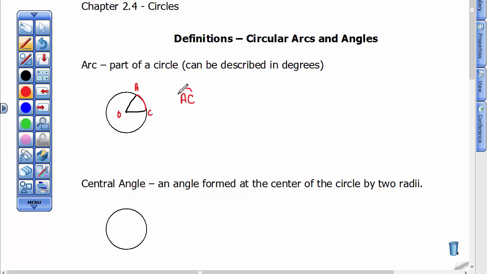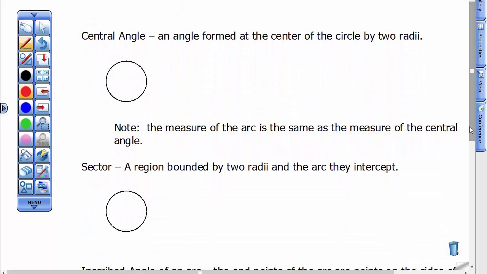Later this semester, we're going to learn how to find the length of that arc, and how to find the area of this piece of pie, and some reasons for doing that. A central angle is an angle that's formed at the center of the circle by 2 radii. So I'm going to draw 2 radii to form the central angle, and I'm going to name that angle AOC. So this is a central angle. The vertex is supposed to be right at the center of the circle. I had a little trouble putting it right at the center.